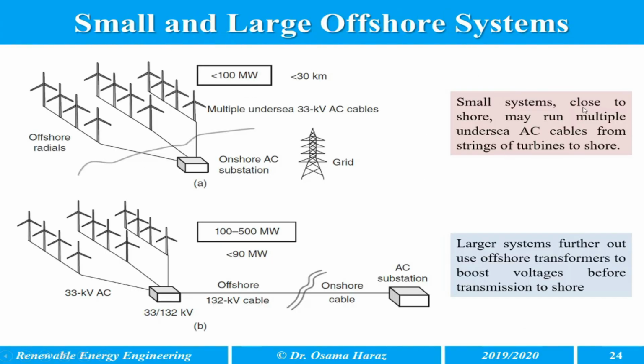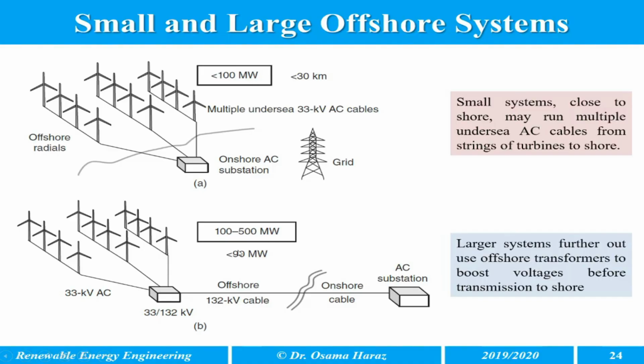For small systems close to the shore, you may run multiple undersea AC cables from strings of turbines to shore. Like here, this is offshore radials. They are using multiple undersea 33 kilovolt AC cables, and they are connected together to the onshore AC station and then to the grid. This is for small systems less than 30 kilometers in length and less than 100 megawatt in electricity.